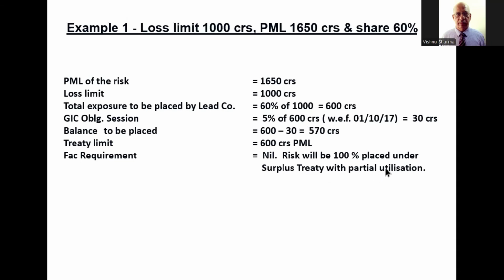Pura use nahi hua treaty. Because your treaty limit is 30 plus 570, it is 600 crores treaty. And you were supposed to place only 570, which can be easily placed. No FAC requirement in this particular example. Any confusion in this? So I proceed further. There are many examples I have given.